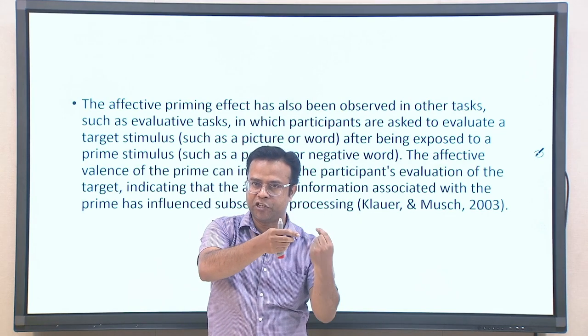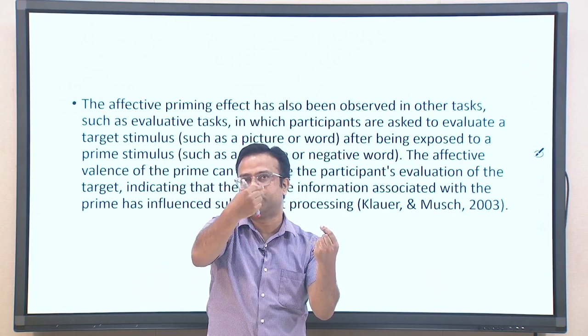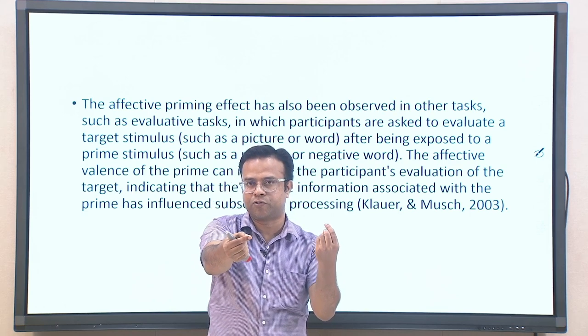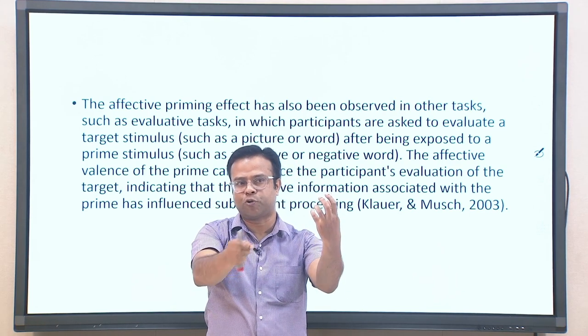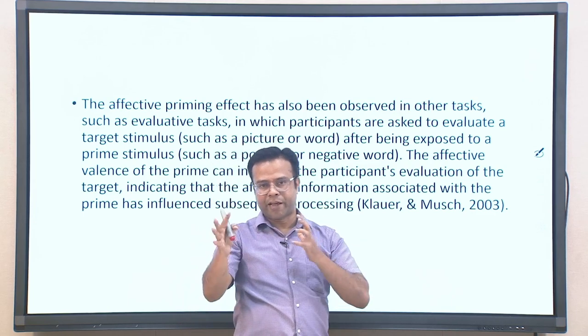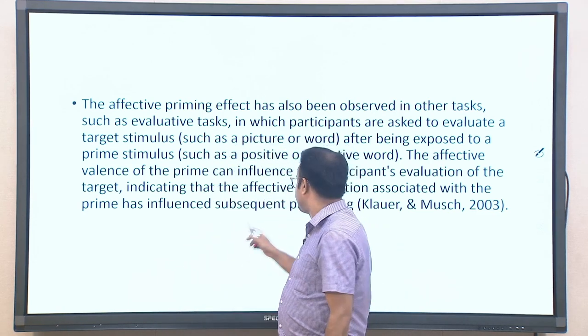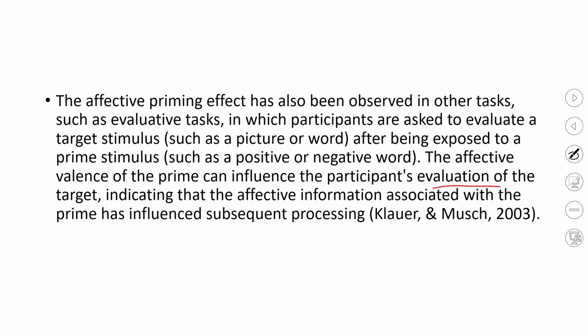So the initial stimulus will prime the judgment and evaluation of the next one that is presented, because that first one stimulated some emotion, and this emotion will influence how you judge the next one. So that is the priming effect. The affective valence of the prime can influence the participant's evaluation of the target, indicating that the affective information associated with the prime has influenced subsequent processing. That was very clear in the experiment that we discussed of the cartoon figure.